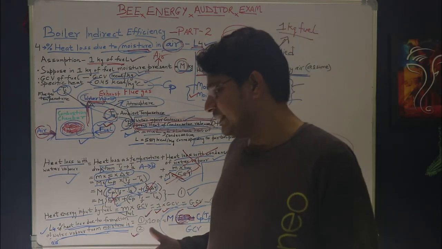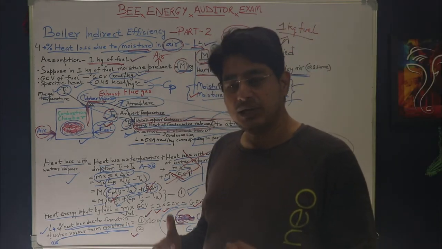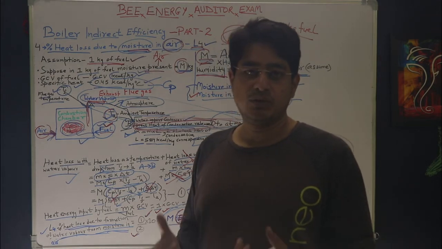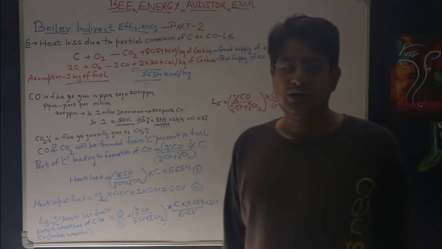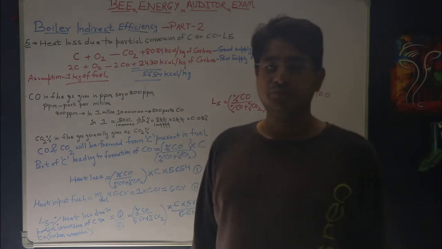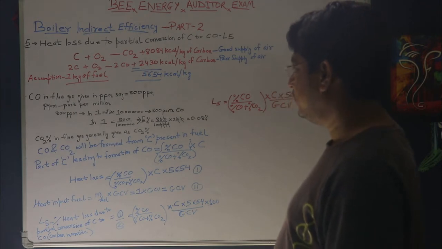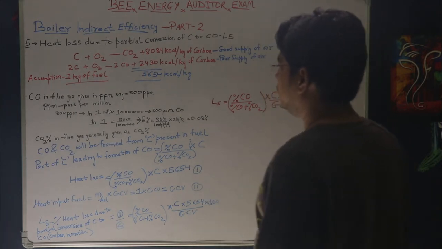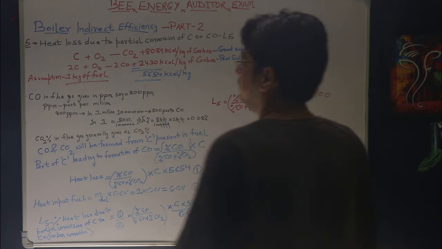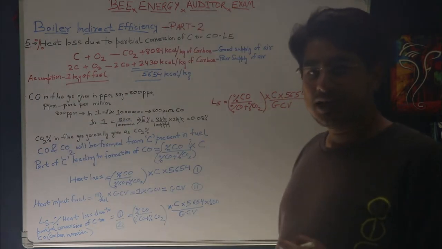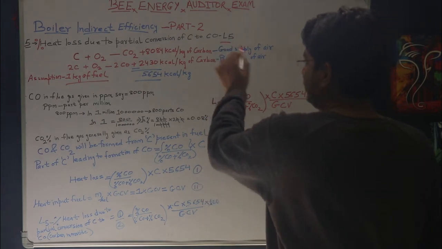So you can easily see that in the losses L2, L3, L4, heat is getting lost on account of formation of water vapor. Now friends, we will move forward with the next loss, that is heat lost due to partial conversion of carbon to carbon monoxide, that is percentage heat loss, and I will term it as L5.